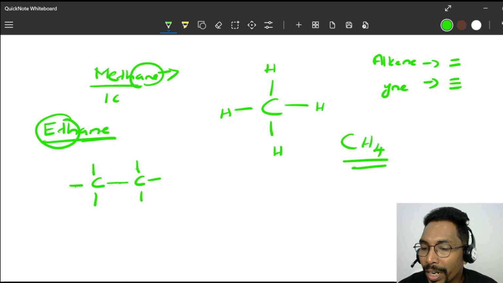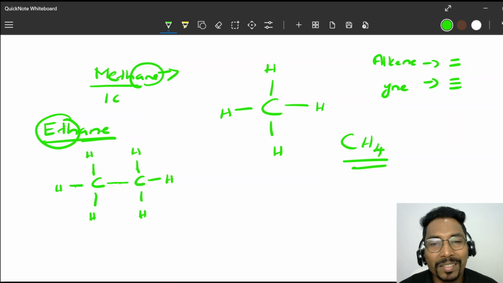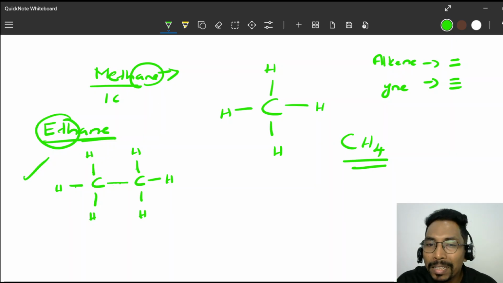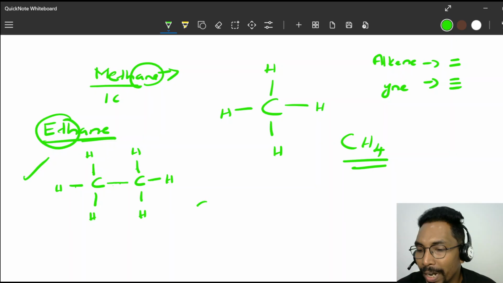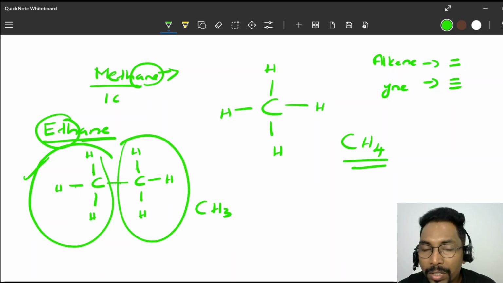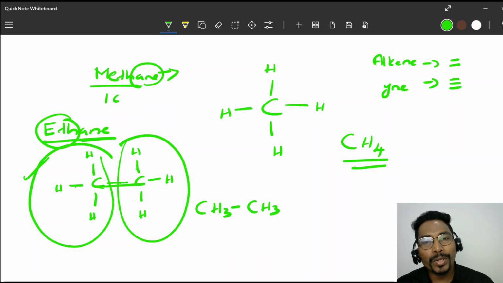Now you can fill with hydrogen atoms: 1, 2, 3, 4, 5, 6. So this is the structural formula, or expanded formula, displayed formula, and you can reduce this formula as a condensed formula, like CH3. CH3 means this part, 1 carbon and 3 hydrogens, and one more CH3 is there, with one bond in between. So CH3, CH3. So that is ethane, very simple.